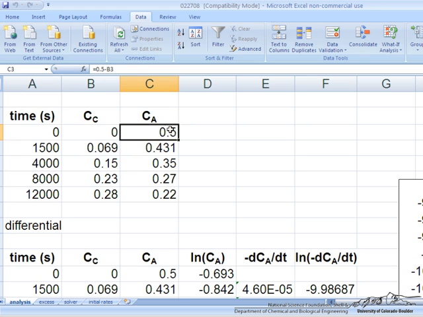And from that, we can determine the concentration of A based on a mole balance, assuming we started with 0.5 moles per liter of A, as we described on the previous case. And so we just have some cells that define this. And now we want to do a differential analysis.